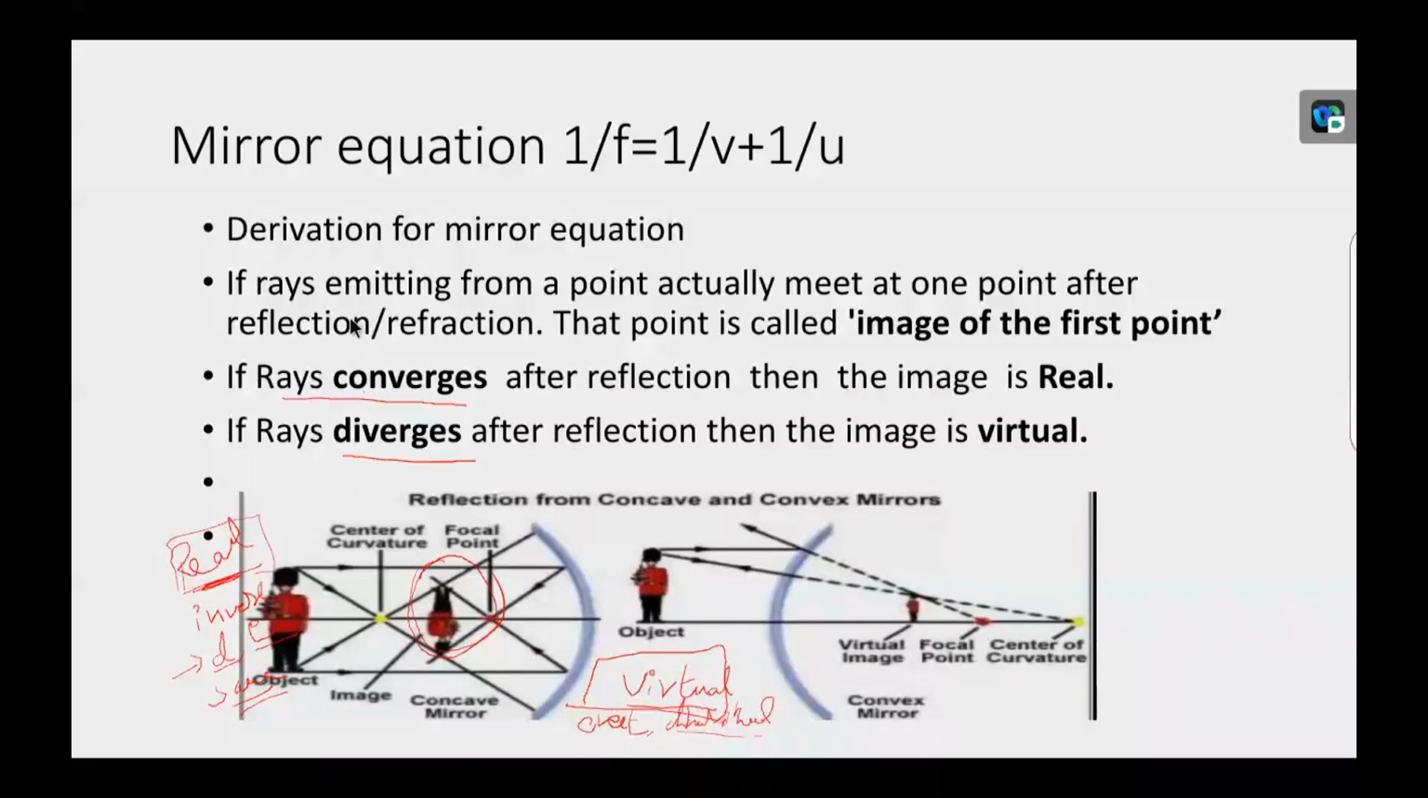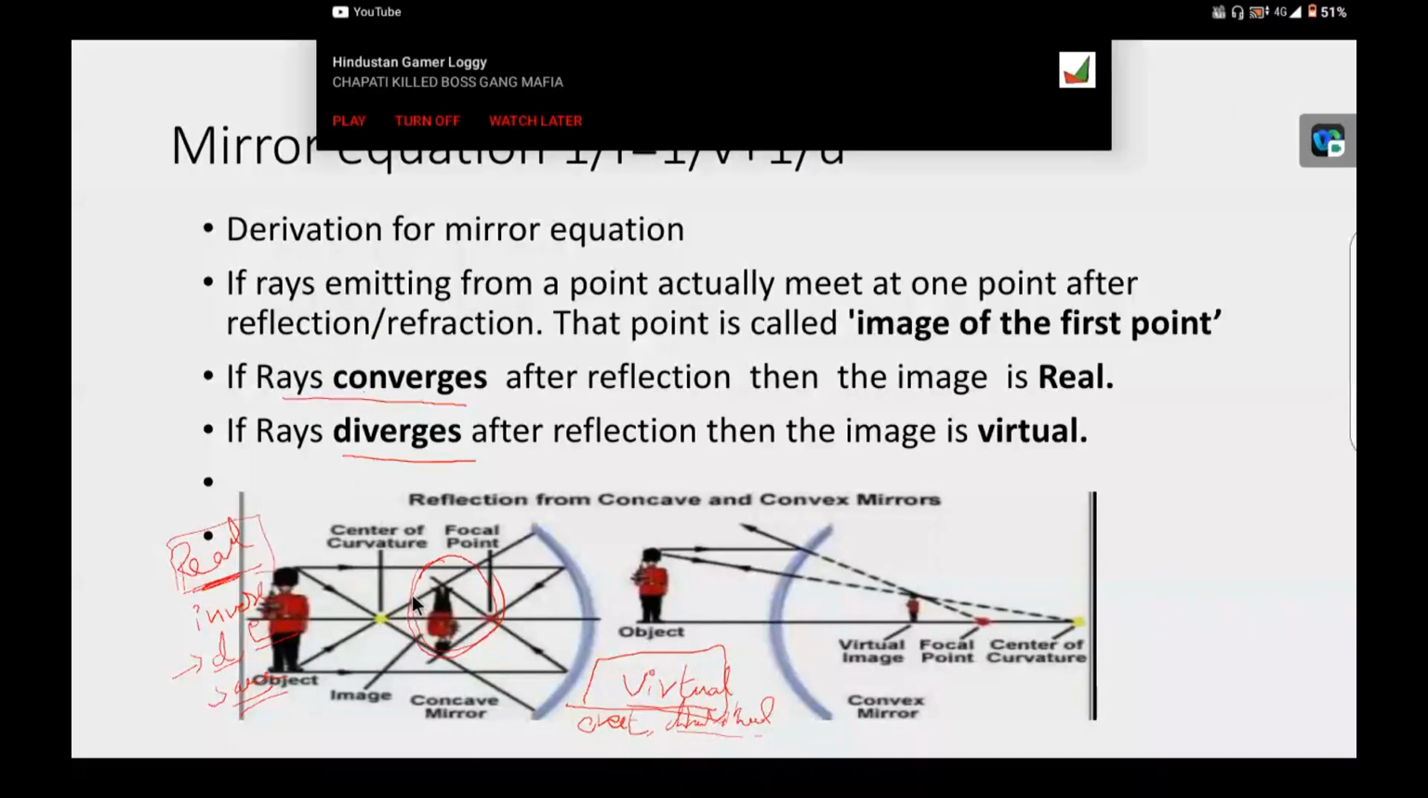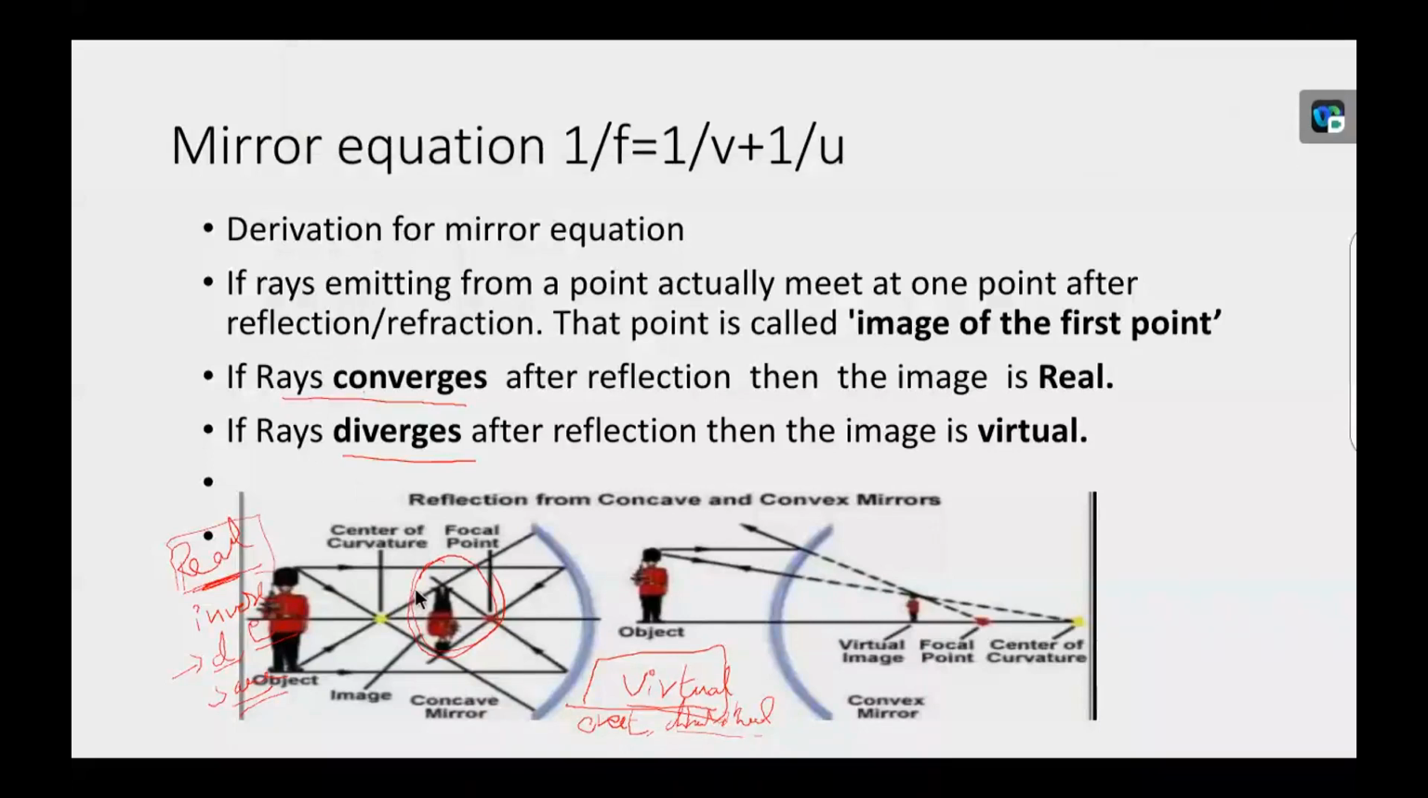If rays are emitting from a point, after reflection, all they meet at one point. In that position, we will get image of the point. If rays are diverging after reflection, we are going to get a virtual image. In convex mirror, the light rays after reflection are diverging. That's why we will get a virtual, erect, always diminished image. The size of the object is larger, whereas the size of the image is very small. That means diminished image we have got.